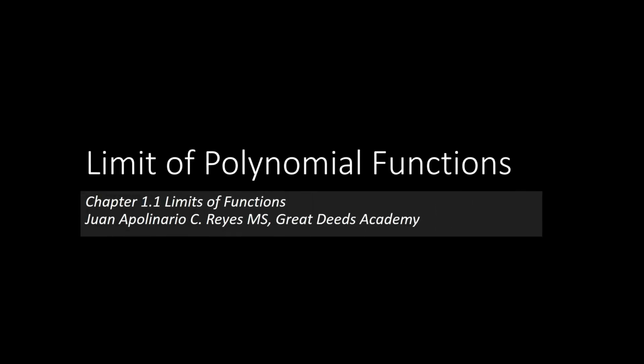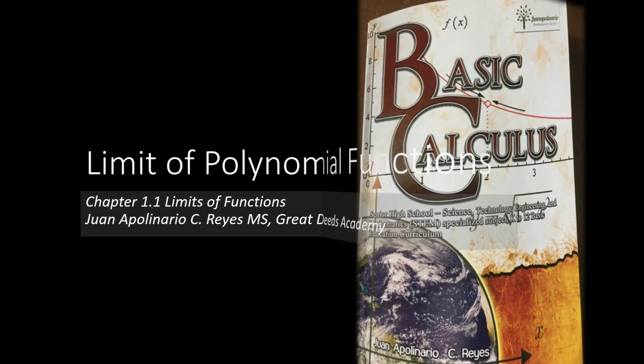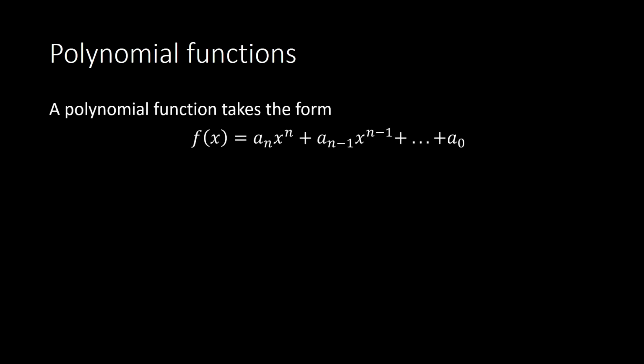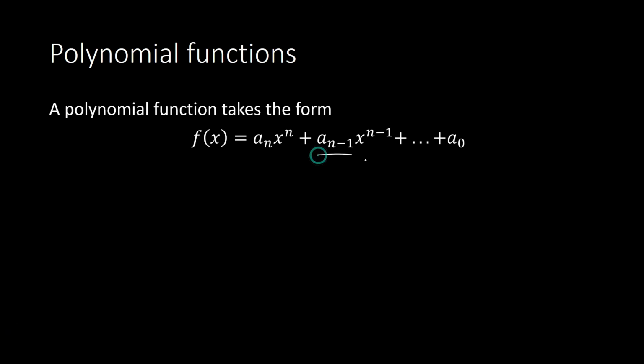Limit of polynomial functions. So let us make a brief detour to polynomial functions. A polynomial function is a function that takes this form: f of x is equal to a sub n times x raised to n, plus a sub n minus 1 times x raised to n minus 1, plus so on and so forth until you get to the constant term.